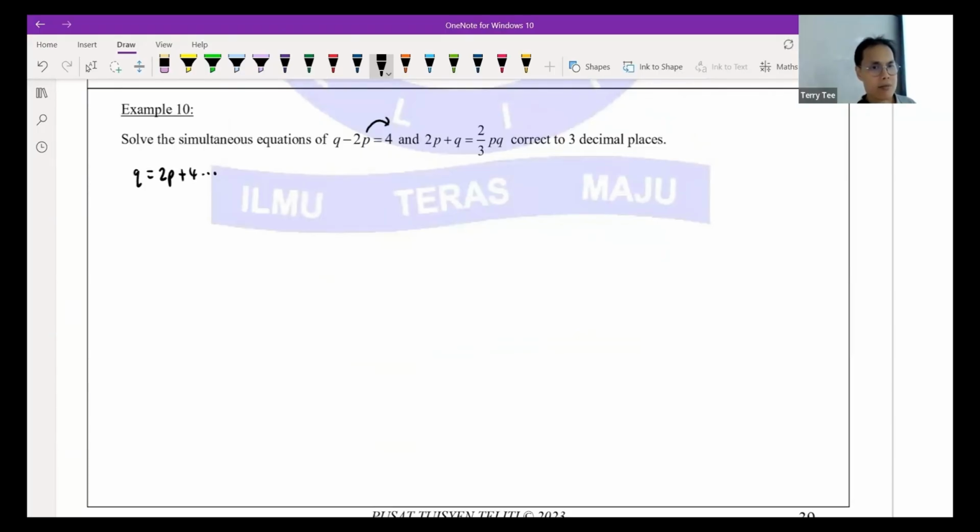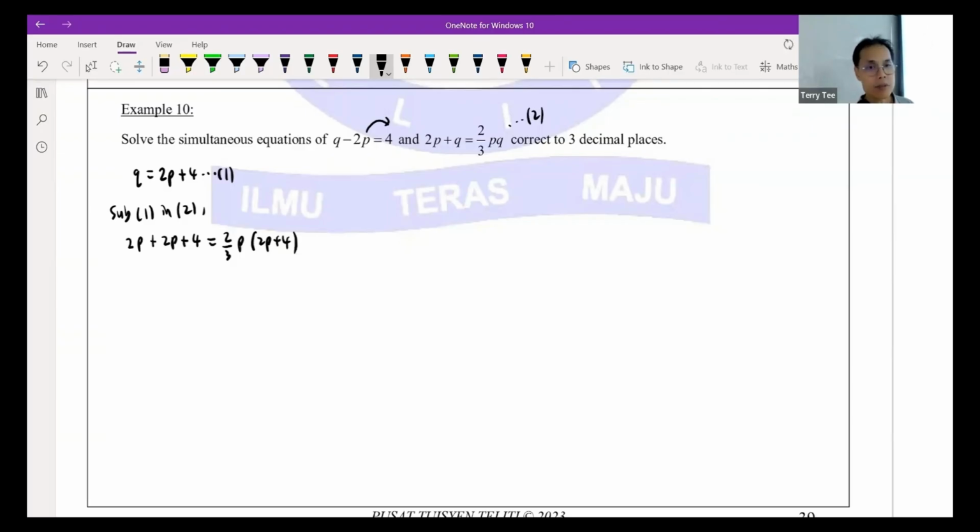Q is 2p plus 4. This is equation 1. Call this equation 2. Let us sub equation 1 inside equation 2. The moment you sub in, don't write p anymore. Don't write q anymore. Write 2p plus 4. The result is 2 over 3p and a 2p plus 4.